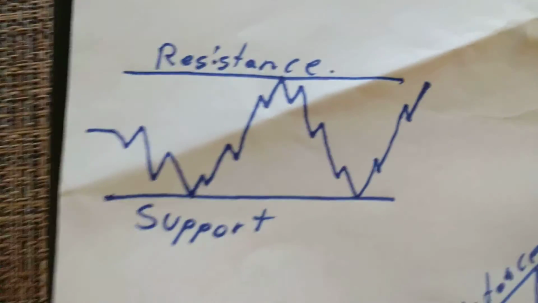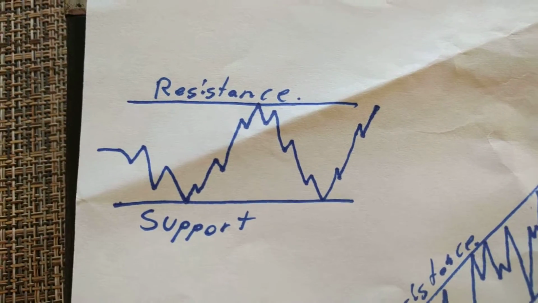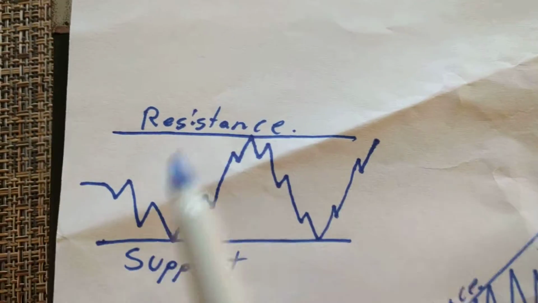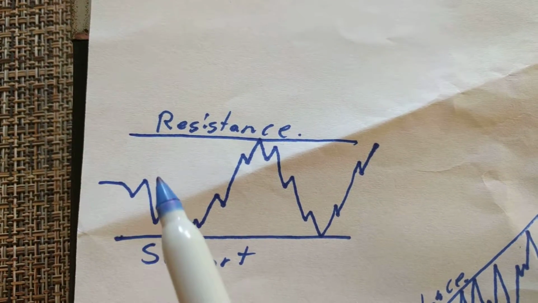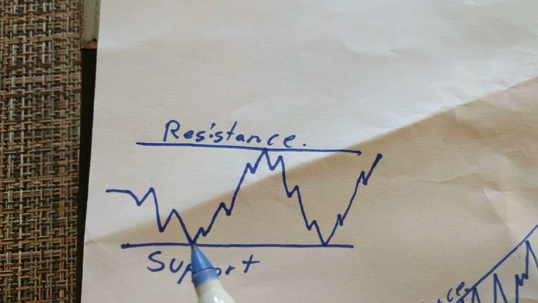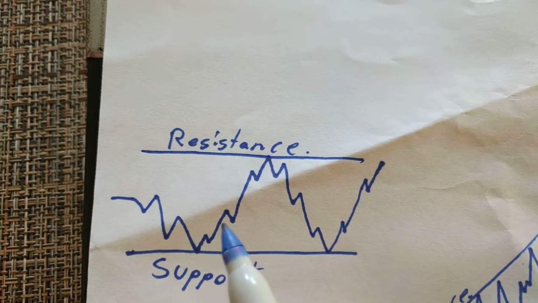Take a look at this. Here we go. All right, so right here you see this little resistance sheet that I drew for you guys. Right here you have a support line. Think of the ball. It bounces, it goes ding, ding, ding, ding, and it bounces off the floor. And when it hits the floor, it has nowhere else to go but up.